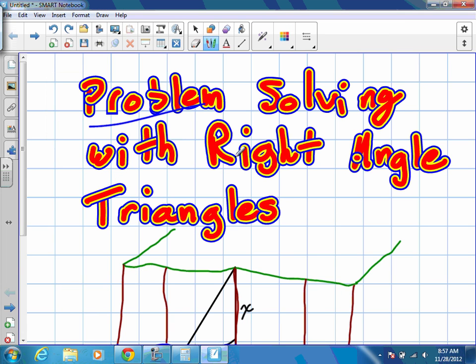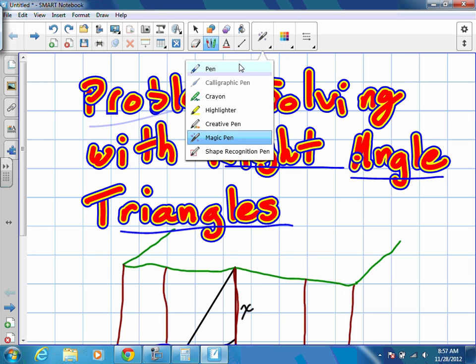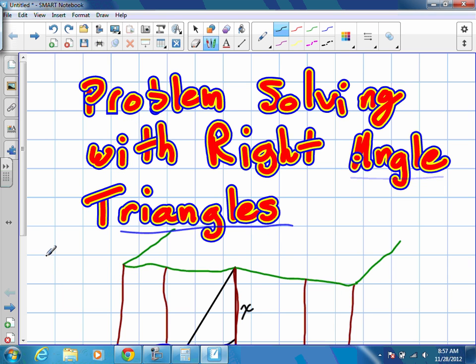Okay, so we're going to go through problem solving of right angle triangles. This is specifically right angle triangles, which means we can use what mnemonic device to solve this? What types of formulas can we use? Sine or so?